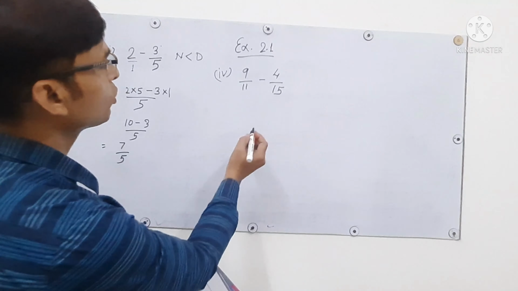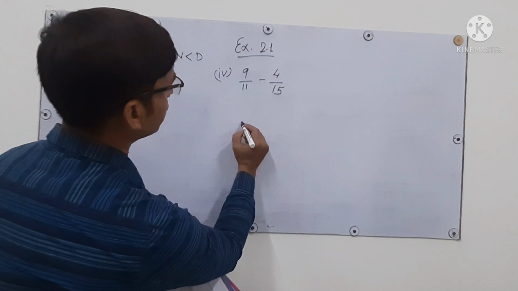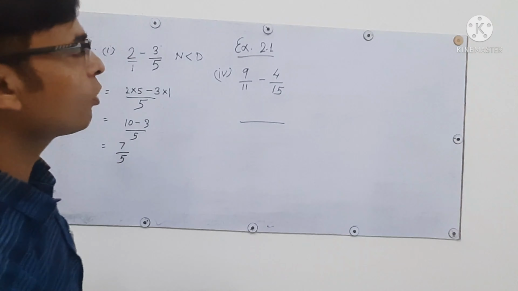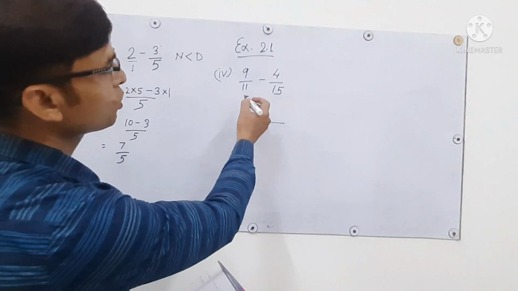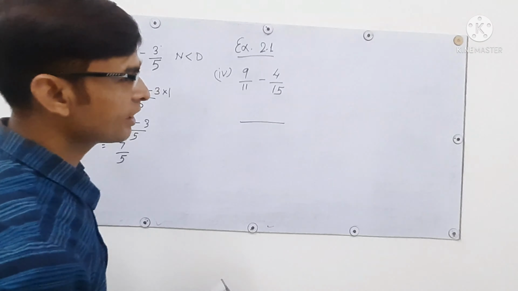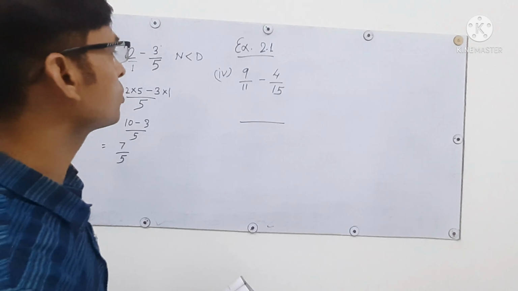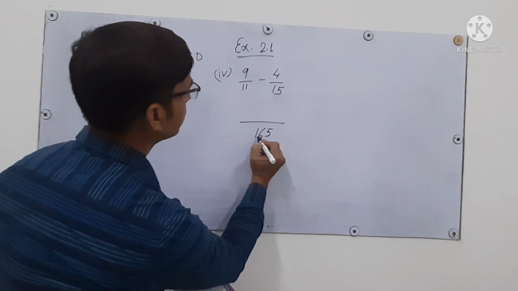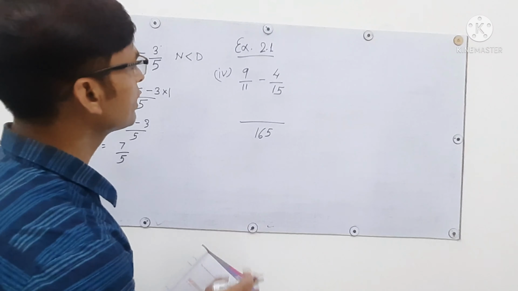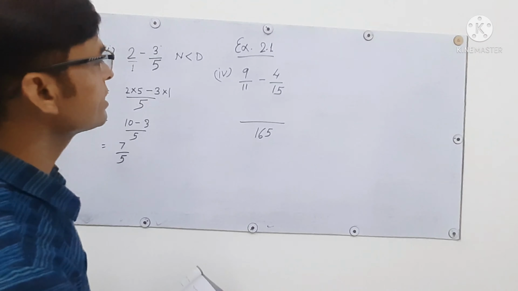Okay, now I am going to solve questions from our first part 4. What will be the LCM of 11 and 15? 11 is a prime number, so it will be divided only by itself. The LCM will be 165, that is 11 cross 15, and 11 times 15 is 165.